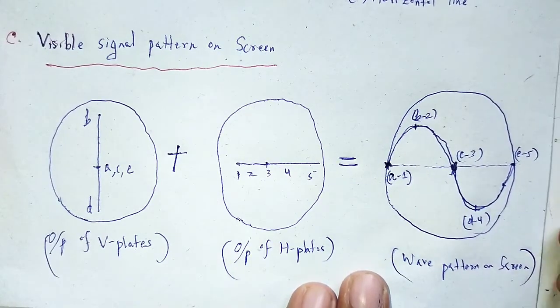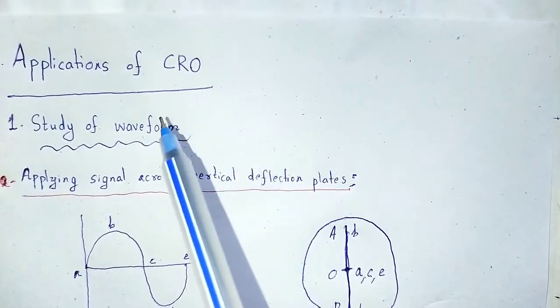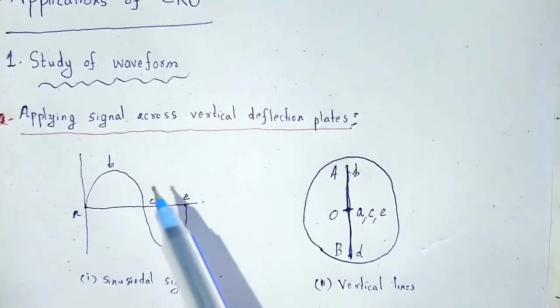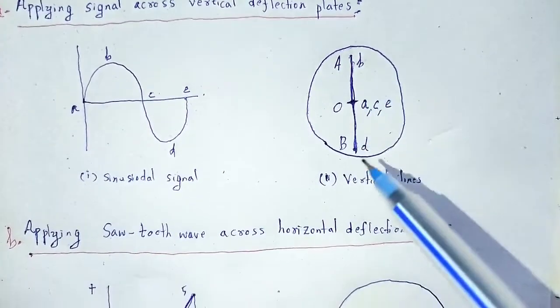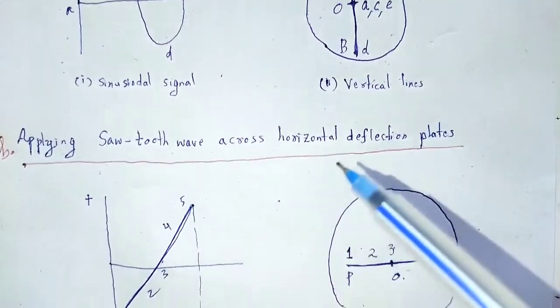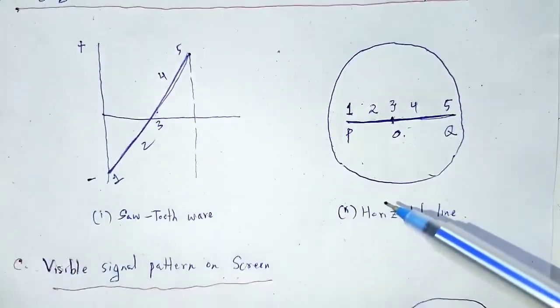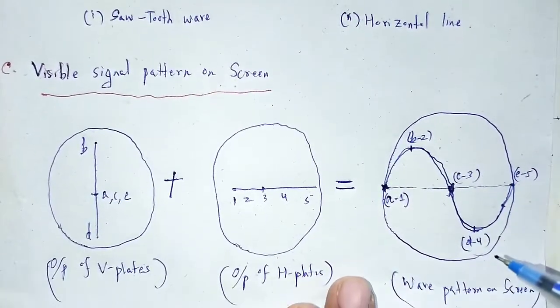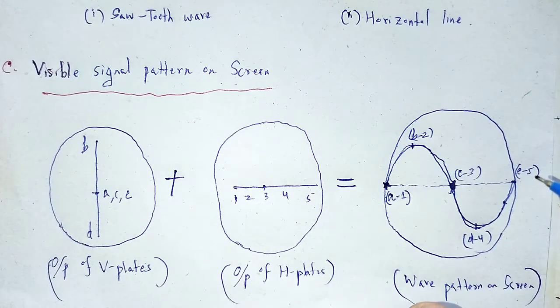In this way, by applying the cathode ray oscilloscope we visualize the waveform. First, the signal is applied to the vertical deflecting plates, then the sawtooth wave across the horizontal deflection plates. When combining these two by taking the trigger circuit and delay line, finally we observe the wave pattern on the screen of that particular cathode ray oscilloscope.